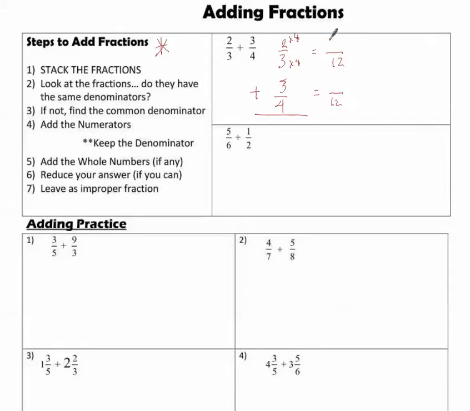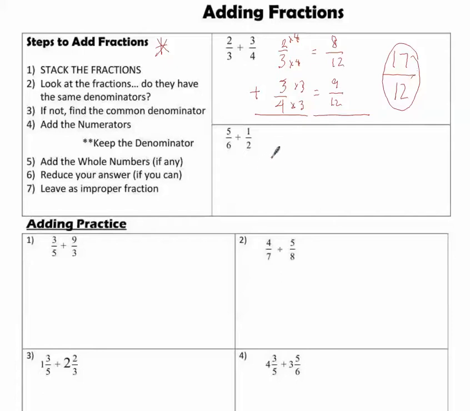So 2 times 4 is 8. To get from 4 to 12, I have to multiply by 3. Whatever you do to the bottom, you must do to the top. 3 times 3 is 9. Now, step 4 states that I can add my numerators. 8 plus 9 is 17. Keep the denominator the same. This cannot be reduced, so this is your final answer.